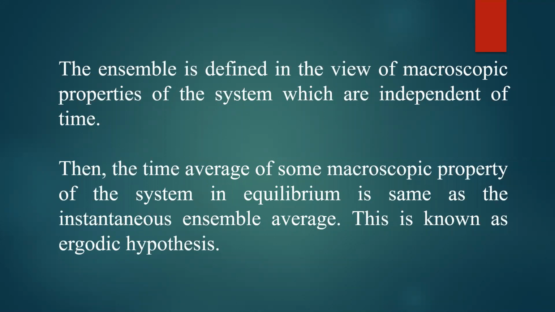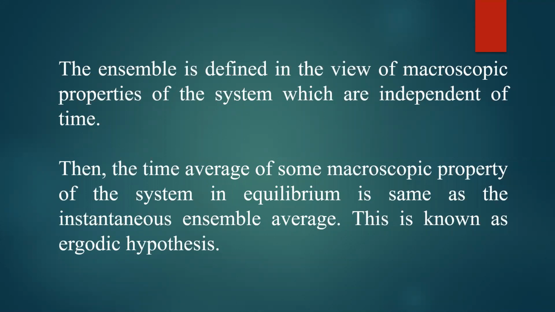What is a microscopic property? It is a property corresponding to the smallest part of the system, the small part, the microscopic state. Okay, that is called microscopic property or ensemble property. Okay, what does this say? A hypothesis is that the average of the macroscopic property of the system is equal to the instantaneous ensemble average.